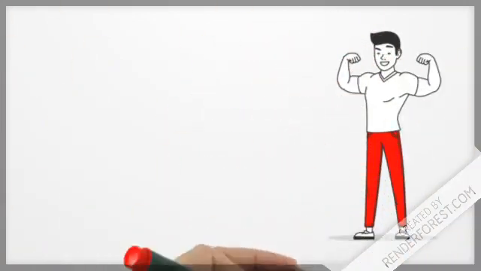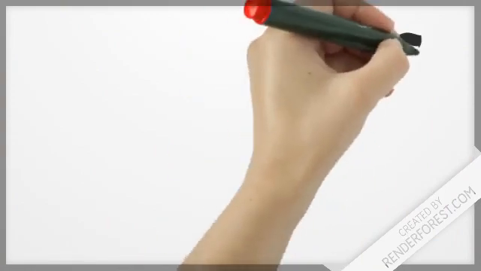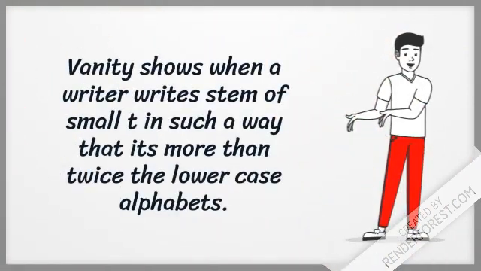Next comes vanity. Vanity means pride that is exaggerated. One tends to inflate one's ability and good qualities. Vanity shows when a writer writes the stem of small t in such a way that it's more than twice the height of lowercase alphabets.